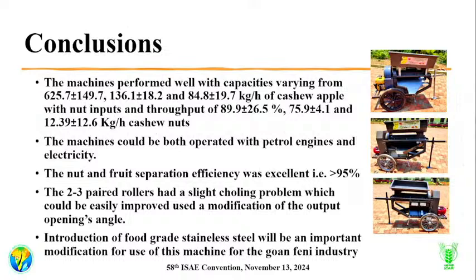And there was a choking problem for the smaller capacities. For the three conveyor belts, there was no choking. That was modified by our suggestion with a better angle of the output and output opening. And we have suggested, since in all other states where cashew is grown only the nuts are being processed, but in Goa it is processed for feni, that in our state the system for crushing has to be in stainless steel 304. These are the suggestions that we have given.